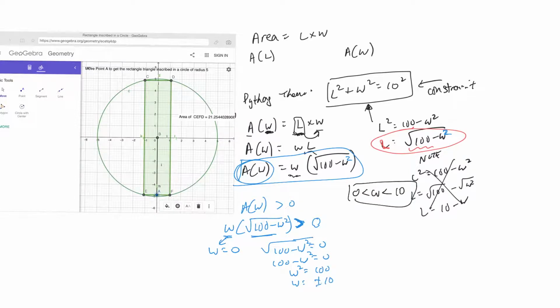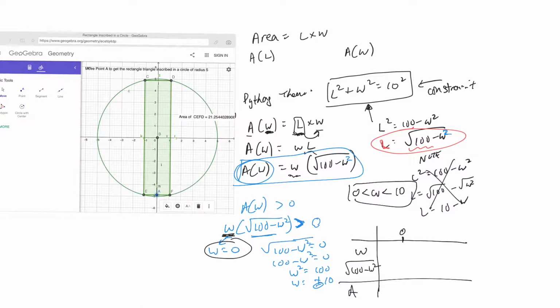But we know that the w cannot be negative. So when we set up our interval chart on the right hand side, I'm going to put all my factors: w, and the square root of 100 minus w squared. This pretty much gives me the area. And we know our restrictions based on this: it's got to start from 0 and go to 10. I'm not going to include the negatives, so I'm just going to cross this out because we know that the width cannot be negative.